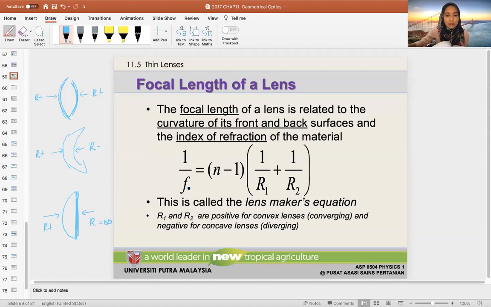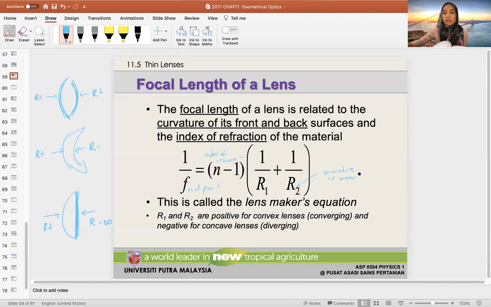Okay, so let's look at this equation. It's 1 over F, where F is your focal length. N is your index of refraction. And 1 over R1 plus 1 over R2 is your curvature. Which one is R1? Which one is R2? Good question. Even though you didn't ask, I said good question to myself.